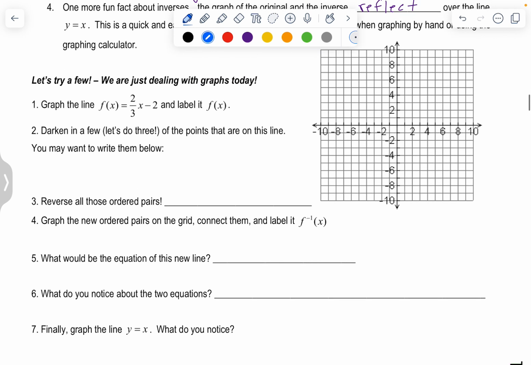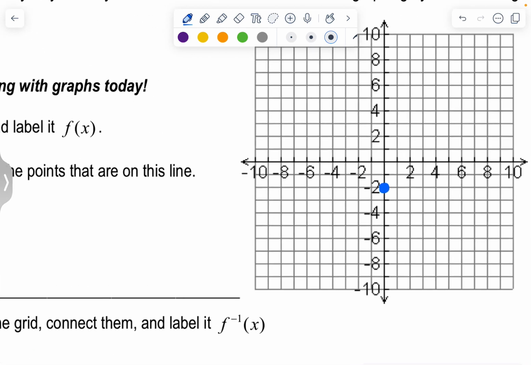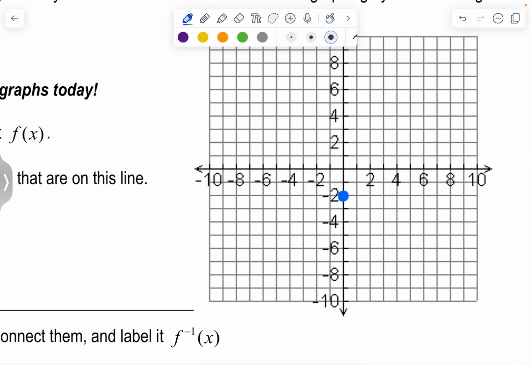So it says graph the line f of x equals 2/3x minus 2. So if I want to graph this, I need some points. So I'm going to do the -2, the y-intercept, and then the slope is 2/3. So I'm going to rise 2, run 3. I can rise 2, run 3, rise 2, run 3.